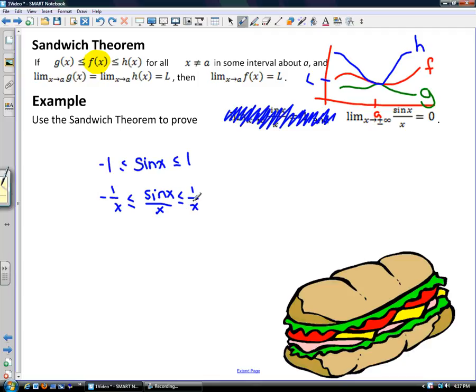Now I want to take the limit as x goes to positive or negative infinity. Well, I know what 1 over x looks like. Let's do that one first. As I go to infinity, my y value is going to 0. As I go to negative infinity, my y value is going to 0 again. So therefore, I can say this goes to 0 as x goes to infinity or negative infinity. I'll write them both.